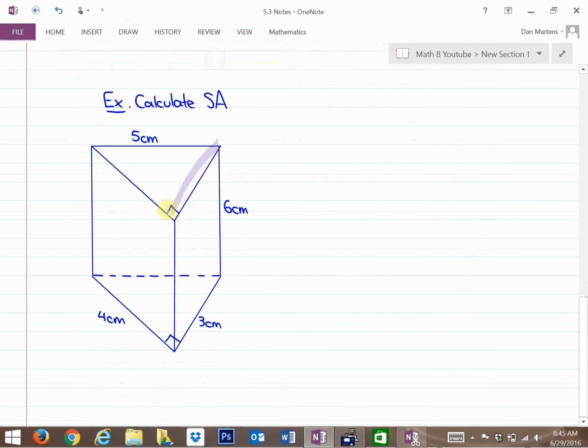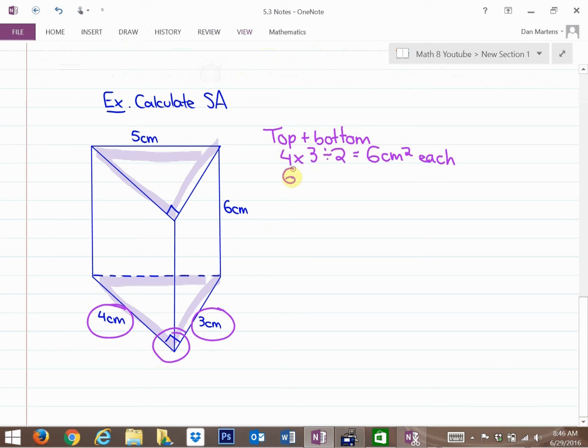The first thing I notice is that these two triangles again are the same. But the base and height, so remember for triangles, base times height divided by 2. The base and height meet at the right angle. So the base and height are 4 and 3. So to figure out the area of each triangle, I'm going to call these, in this case, the top and bottom. It doesn't matter what you name them as long as you understand that you need to find the area of every surface. Each one is going to be 4 times 3 divided by 2, and that's equivalent to 6 centimeters squared each. So if I do 6 times 2, I have 12 centimeters squared.